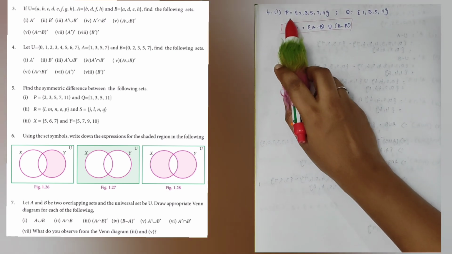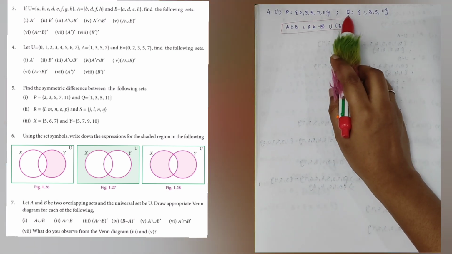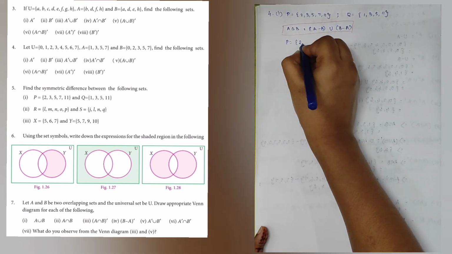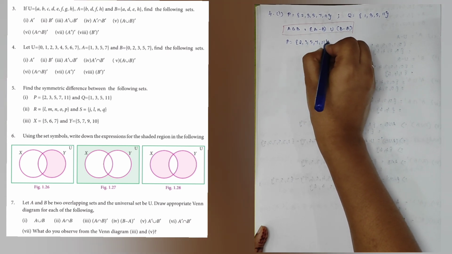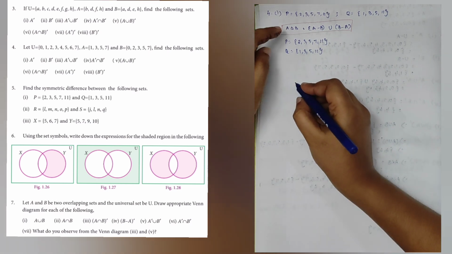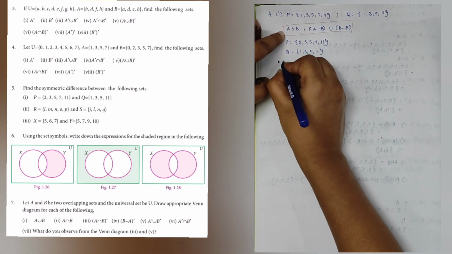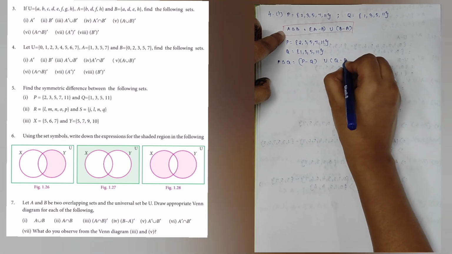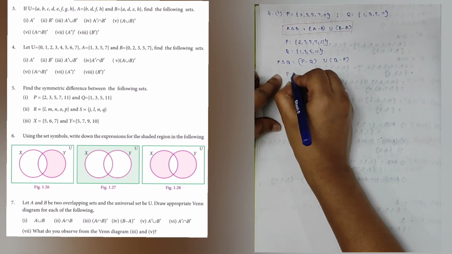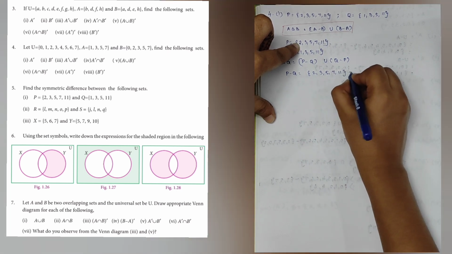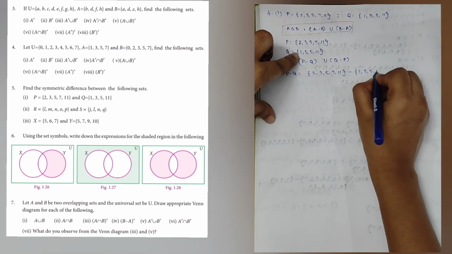So in the first question, P is equal to 2, 3, 5, 7, 11 and Q is equal to 1, 3, 5, 11. Okay. So let's find the symmetric difference between P and Q. P is equal to 2, 3, 5, 7, 11 and Q is equal to 1, 3, 5, 11. Now let's find P delta Q, that is equal to P minus Q union Q minus P. First let's find P minus Q, that is 2, 3, 5, 7, 11 minus 1, 3, 5, 11.